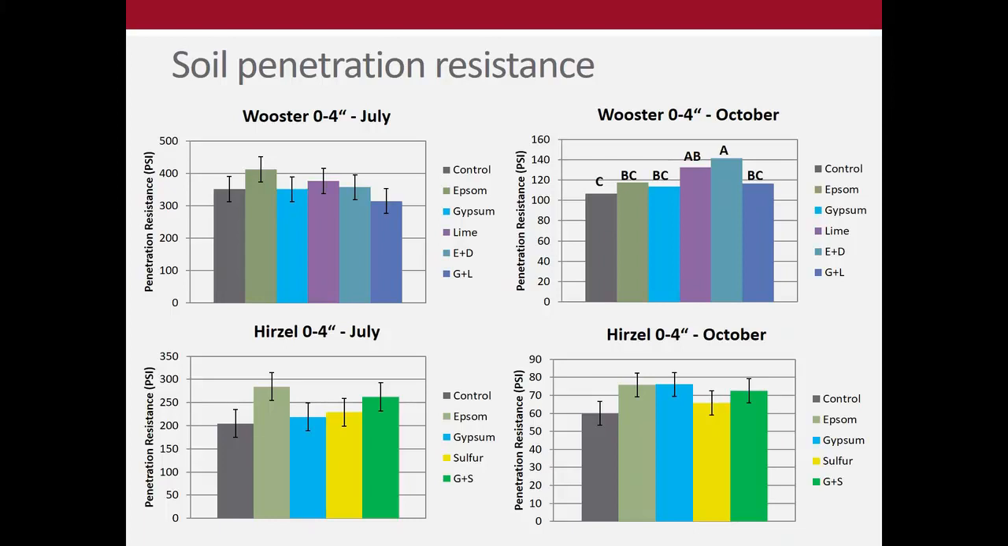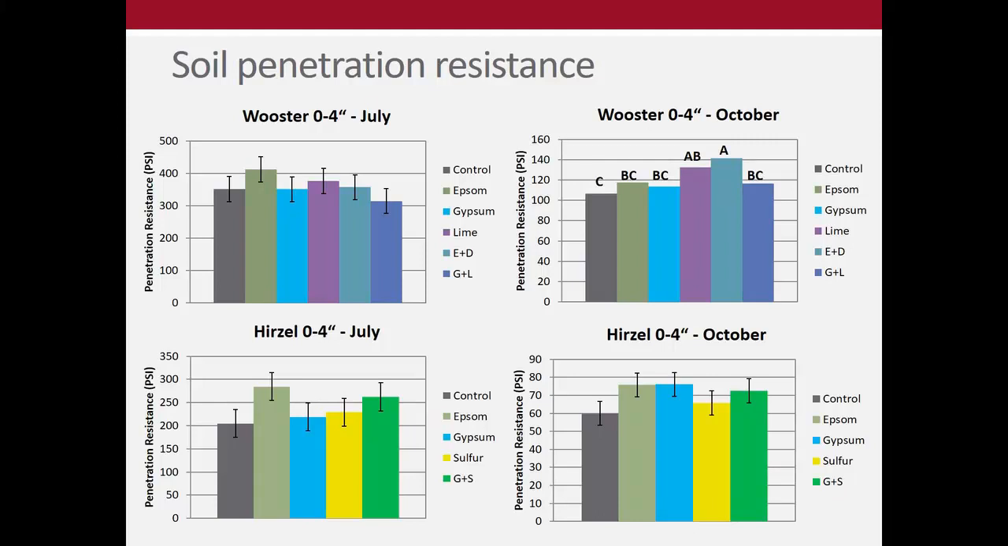A lot of you are probably familiar with this measurement. It's just using the hand probe. You push into the soil and measure how much resistance you get. So here we have two sets of measurements. One was done in July and one was done in October, okay? Our July measurements are on the left here, and we didn't see any significant treatment effects in our July measurement.